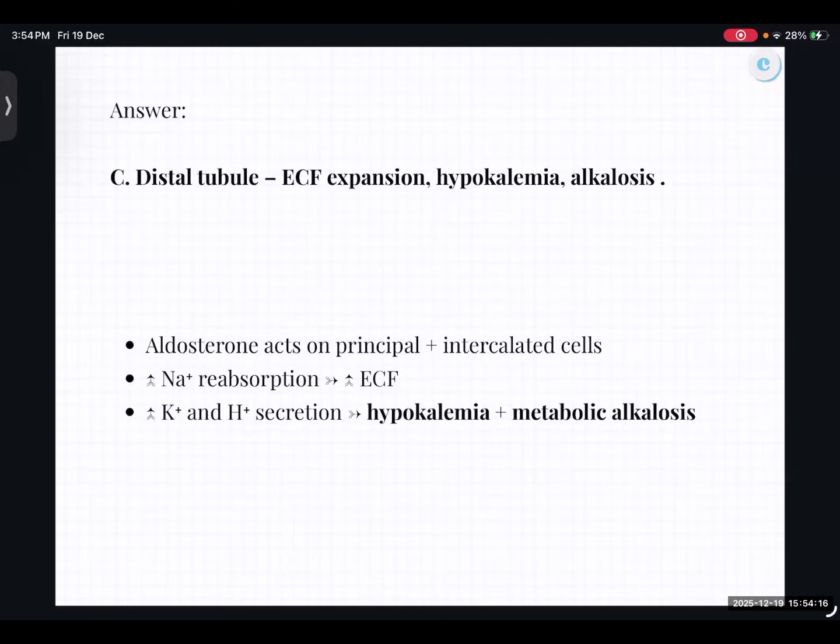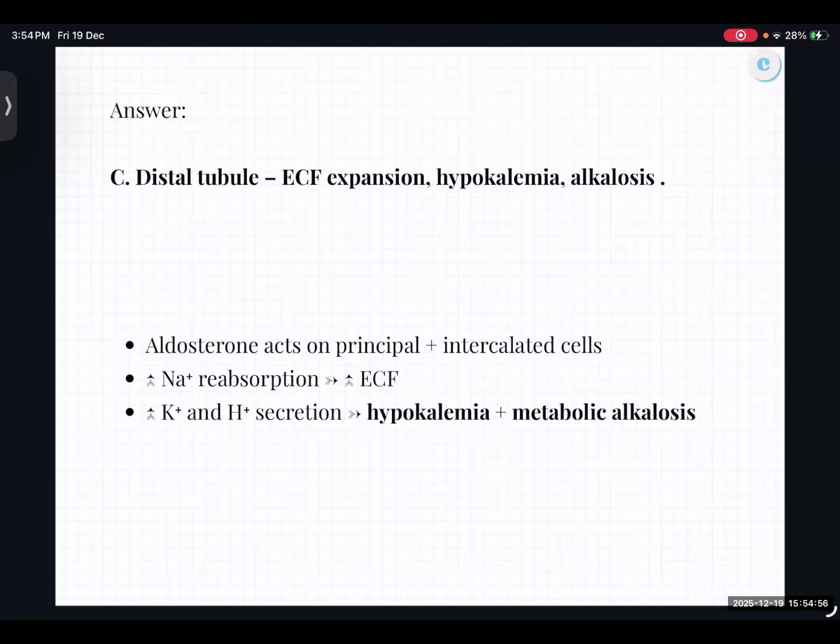Aldosterone acts on principal and intercalated cells. You guys have to know that. This is the site of action of aldosterone. Aldosterone causes more sodium reabsorption, and that subsequently, by osmotic law, causes more water reabsorption. I hope that is clear, because when we have sodium reabsorption, water follows. That's how the extracellular fluid is expanded. That's number one.